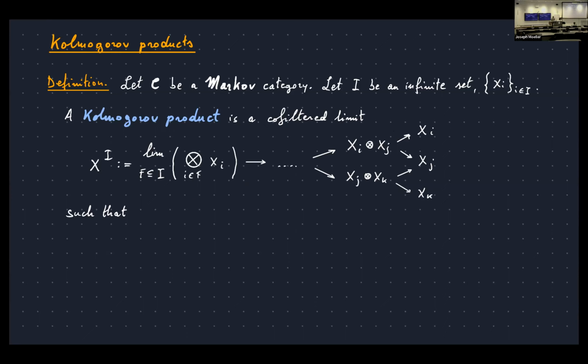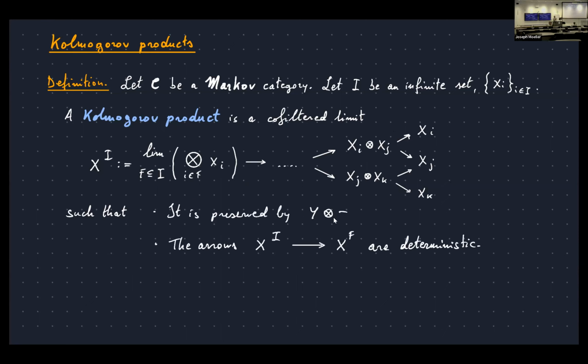We need to satisfy some conditions, I'll get there in a moment, which are that it's preserved by the tensor product, just like usual products, because limits are preserved by limits, but we need to enforce that here, and that the projection arrows from infinite to finite are deterministic.